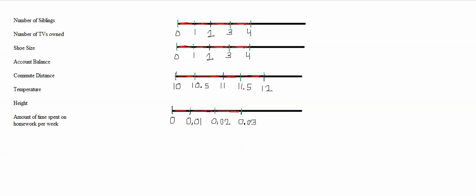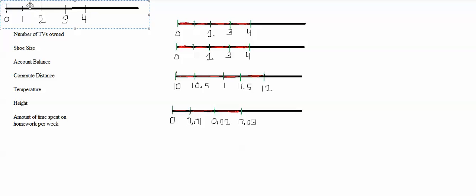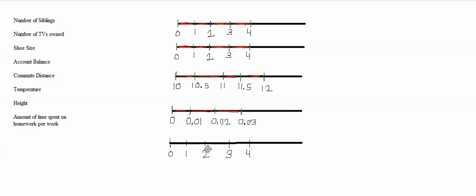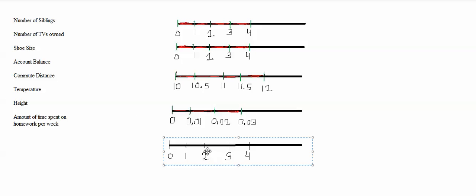Let's move on to commute distance. Let's make a number line for commute distance. Now, what if a person asked us to mark off the possible values of commute distance in green and then mark off the gap areas in red?